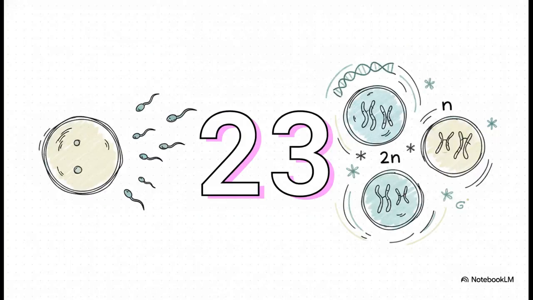Look at the screen. See that n equals 23 stamped right over the illustration of the gametes? A haploid cell contains just a single set of chromosomes. That's exactly what the variable n represents. In humans, that single set equals 23 chromosomes. These are exclusively your reproductive cells, like sperm and egg cells, and they're basically carrying half the total genetic manual, just waiting for the other half.